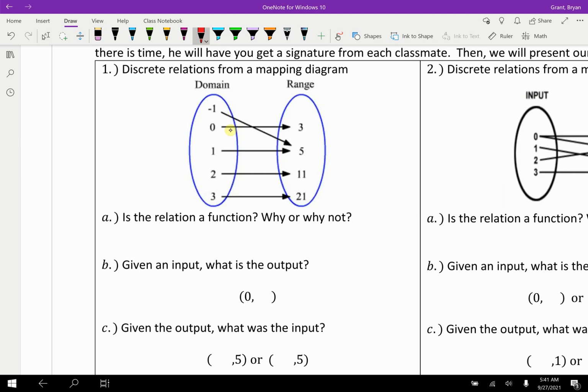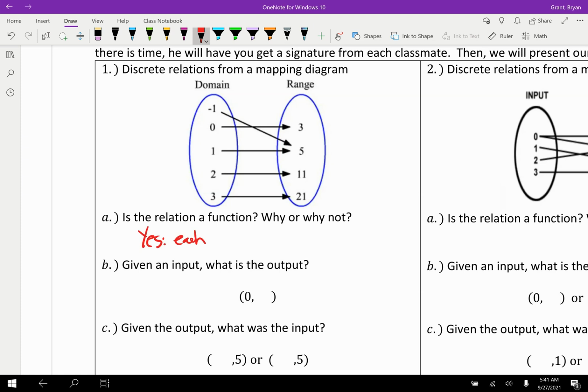I think yes, it is. Each x value has a y value and only one y value. You'll notice that these 2 x's go to the same y, but that's okay. You can have 2 different numbers that map to the same output. It would only not be a function if this -1 went to 2 of them. So yes, it is a function.